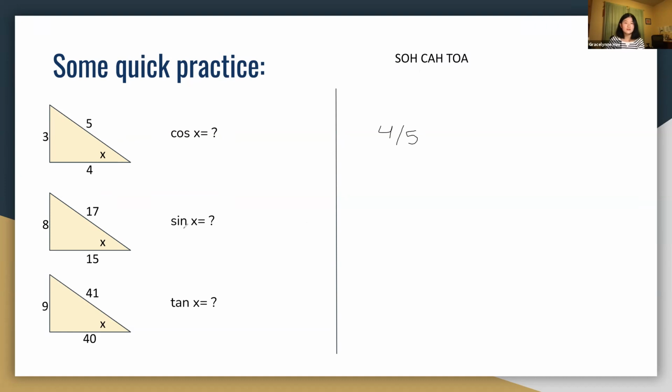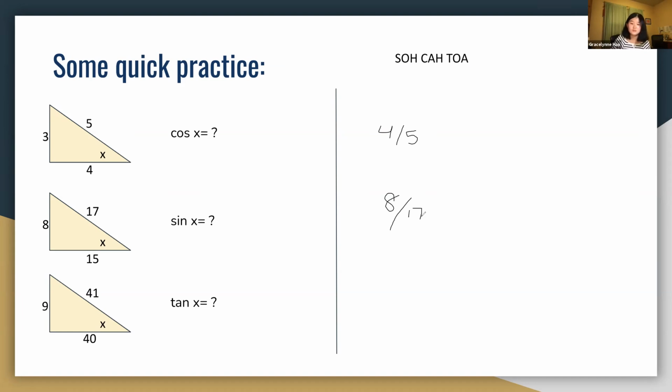Now we can move on to the next problem. So the sine of x using this diagram is, first we see that the sine is the opposite length over the hypotenuse. The opposite length across from angle x is 8, and the hypotenuse of this triangle is 17. So we can say that the sine of x is 8 over 17.